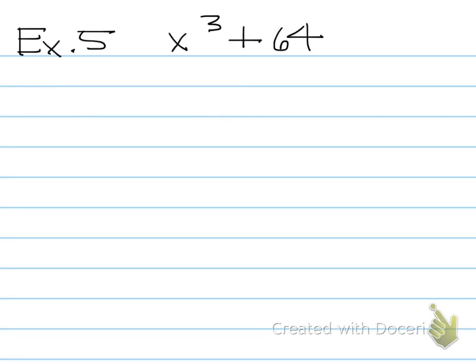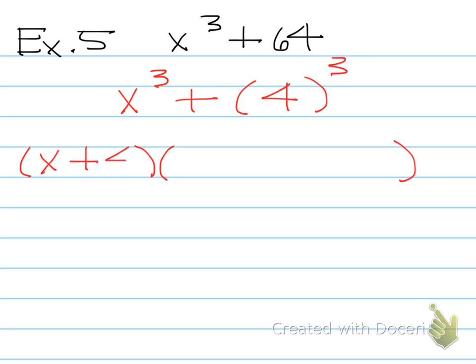We've got x cubed plus 64. This is actually the sum of 2 cubes. And the number that we would have to multiply by itself 3 times to get 64 is actually 4. All right, so now we know what the bases are for both cubes. So we can go ahead and start to fill out the factors for that sum of cubes. The binomial is going to be just the bases of both cubes, so x plus 4.